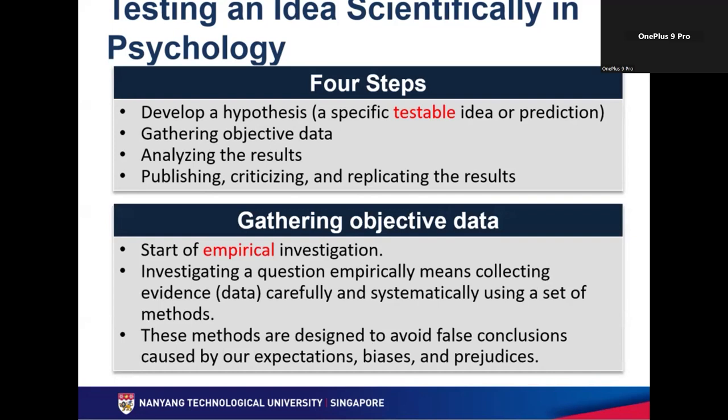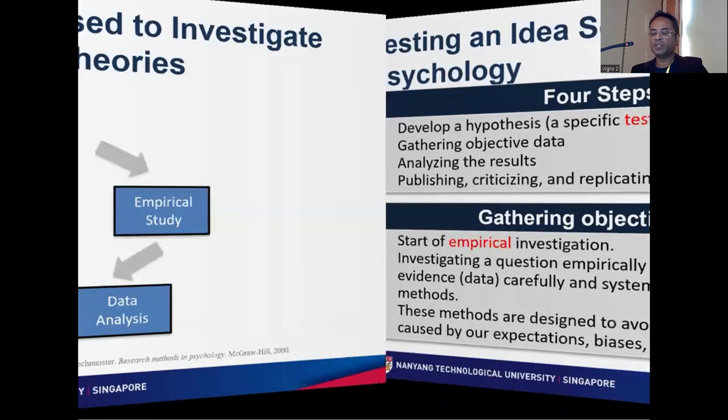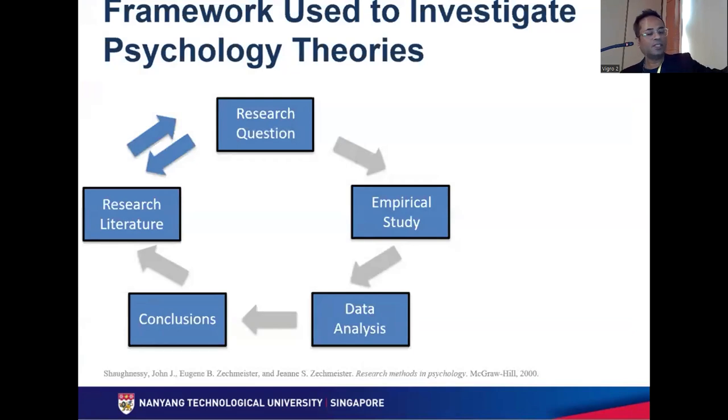Okay, and they particularly designed these experiments to avoid false conclusions caused by expectations, biases, and prejudices. So they're careful about this because they are inherently studying human behavior, right? So if you put it in a picture, there's this simple model of scientific research in psychology. You start from a research question, conduct a study, analyze the result data, and draw the conclusion to answer the question, and publish the results so that it becomes part of the literature. And because research literature is one of the primary sources of new research questions, this forms a cycle.